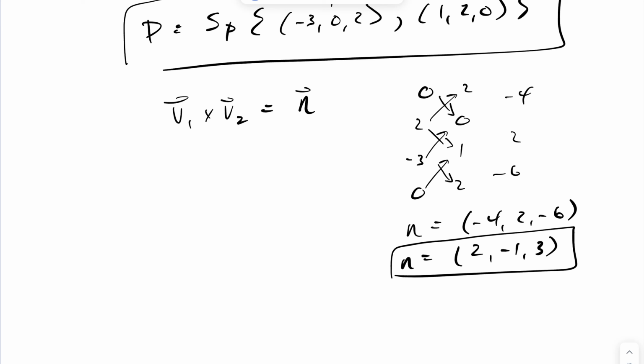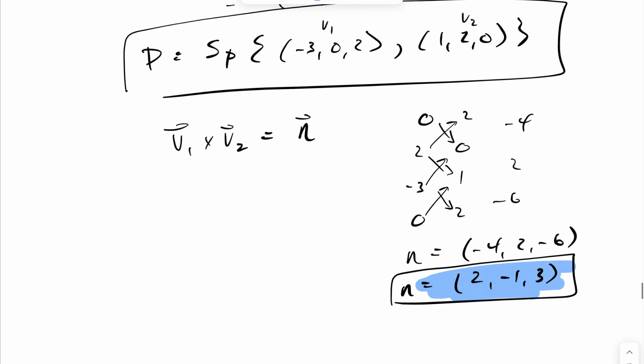So if you take this vector, 2, negative 1, and 3, and you take its dot product with this vector here, you're going to end up getting 0. And likewise, if I take this vector n and take its dot product with this vector here, you will also get 0. So this vector is, in fact, perpendicular.